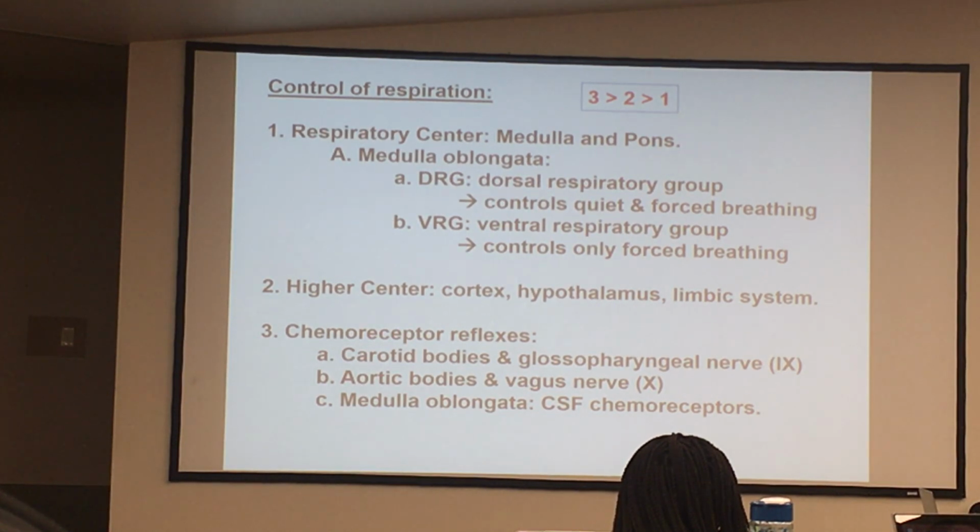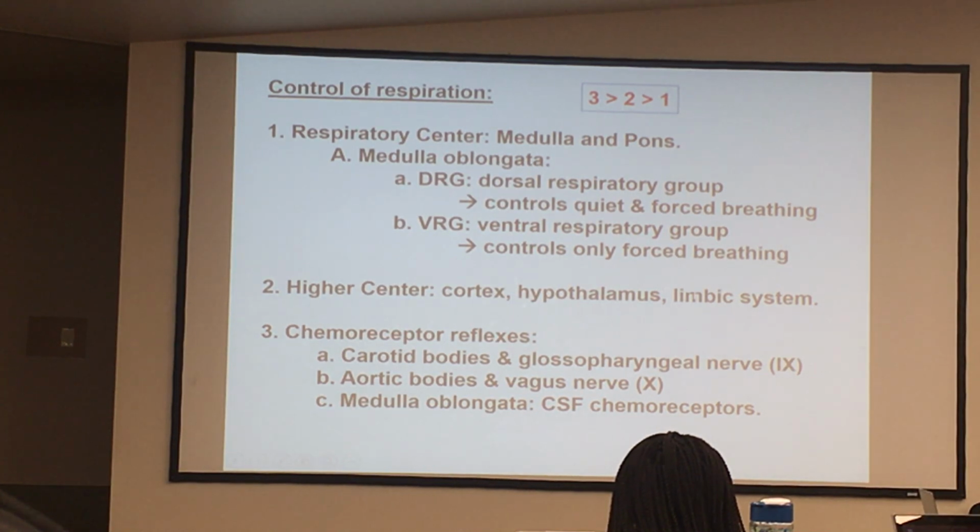All right. To control respiration, we have three centers. In the normal condition, it is controlled by the brainstem: the medulla oblongata and the pons. They have two nuclei called DRG and VRG, dorsal and ventral. I'll show you later. We can also control it by our higher centers, the cerebral cortex, the brain, or the hypothalamus, or the limbic system, or it is controlled by the chemoreceptor reflex. That means receptors located in the carotid body, the aortic body, and the medulla oblongata.